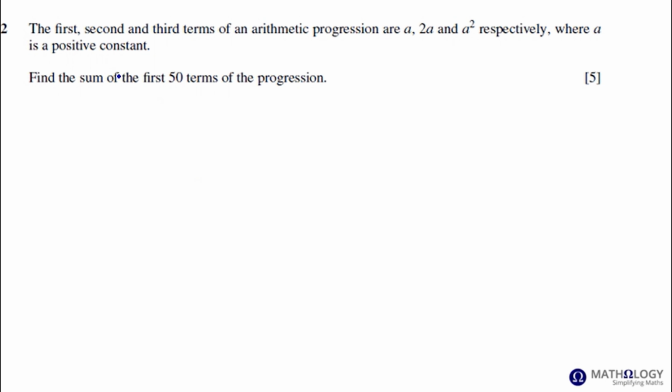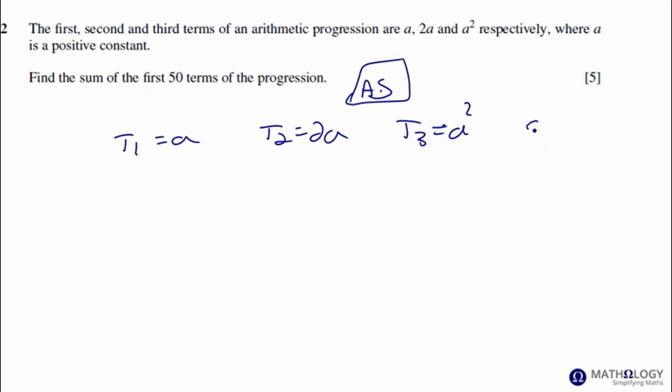Question 2. The first, second, and third terms of an arithmetic progression are a, 2a, and a squared respectively, where a is a positive constant. Find the sum of the first 50 terms of the progression. Okay, so term 1 is a, term 2 is 2a, term 3 is a squared. We need to find the sum of the first 50 terms, so we know that n equals 50. So the first term is a.